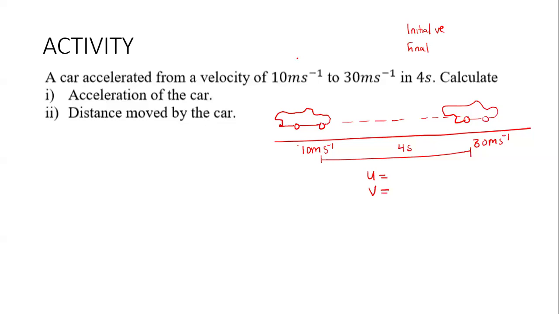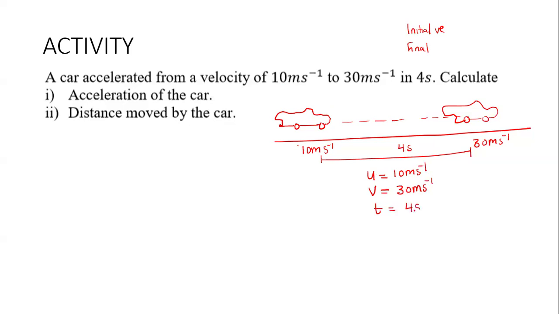Husna said u is 10, v is 30. Very good. Thank you, Husna. That is very correct. So the car initially had 10 meters per second as its velocity. So in my summary, I'm going to say my u is 10 meters per second. Then what the car finished with in the 4 seconds was the 30 meters per second. Then how much time did it take?